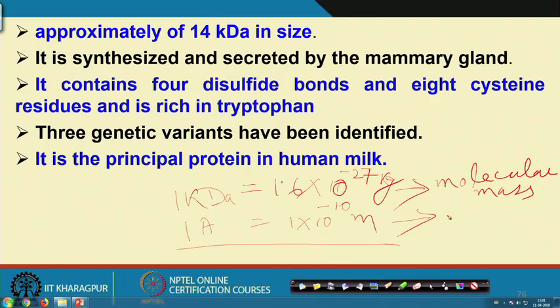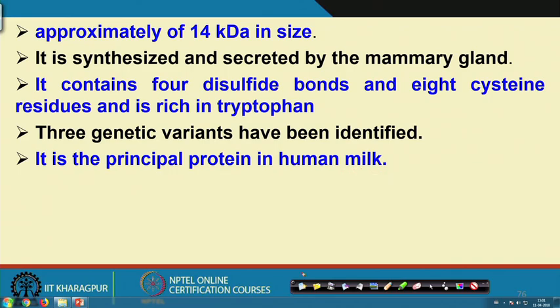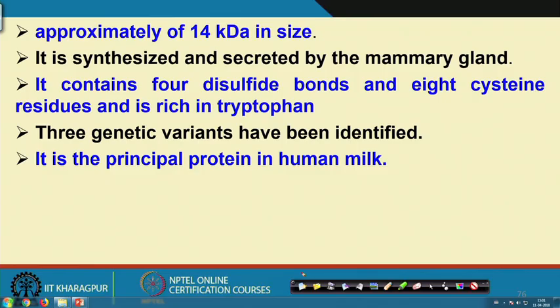1 Armstrong is the unit of size, in the sense of dimension, length or breadth or whatever, right. Length, breadth or whatever, that is the dimensional. So, it has approximately what we said, 142 amino acids and approximately 14 kilodalton molecular mass, right.